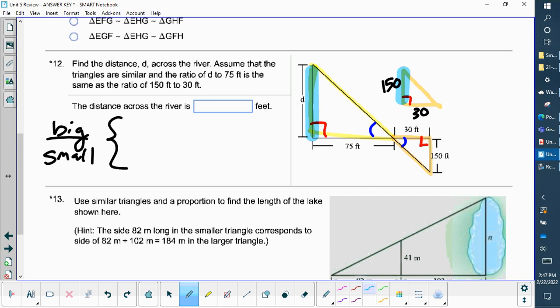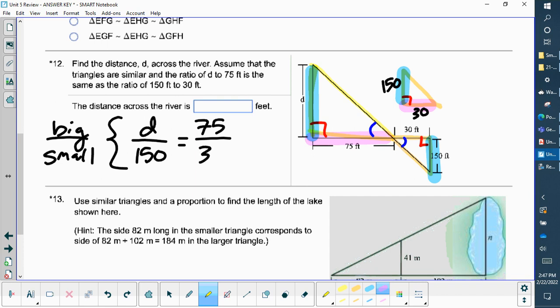So I'm going to put D, which is the vertical side on the big one, over 150, which is vertical on the small. If you prefer to just look at it here and match them up, that works as well. Then I will look at the horizontal, which equals 75 is big, 30 is small. Again, if it helps to look there, your choice. Now we have a proportion. Cross multiply.